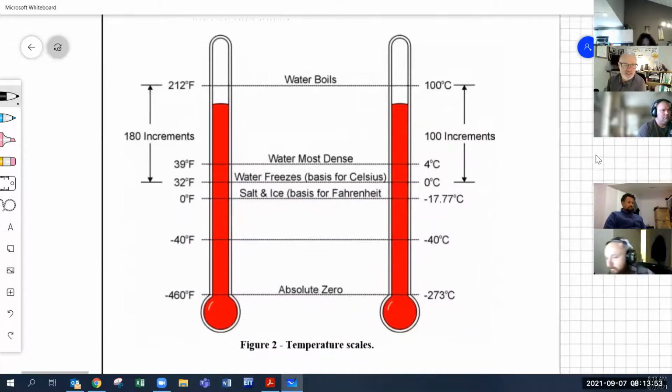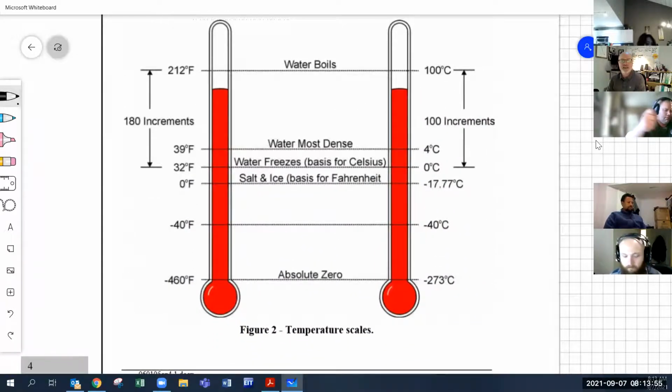And now brings us to this temperature scale. As we should know a couple of these already, water is most dense right at this location. That's where water is at its most heaviest.